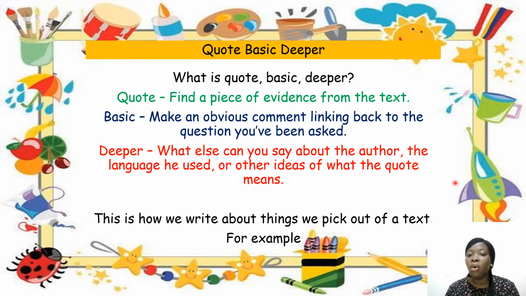Basic means make an obvious comment linking back to the question you have been asked. Now, when you find a piece of quote or a piece of information from the text you have read, then you put it in your own words, linking it back to the information you derived from the text. Then finally, you delve deeper. How do you delve deeper? What else can you say about the author, the language he used, or other ideas of what the quote means? These are written in your own words, not necessarily from the text, but using facts from the text. This is how we write about things we pick out of the text.